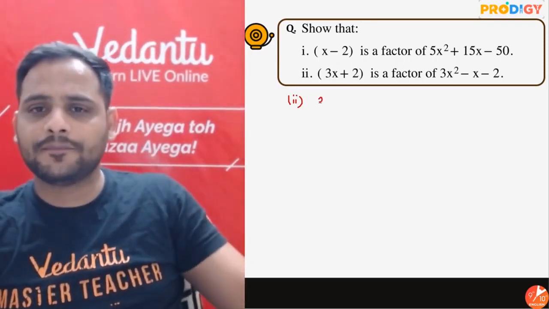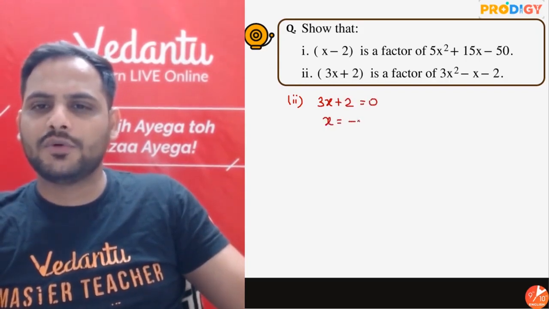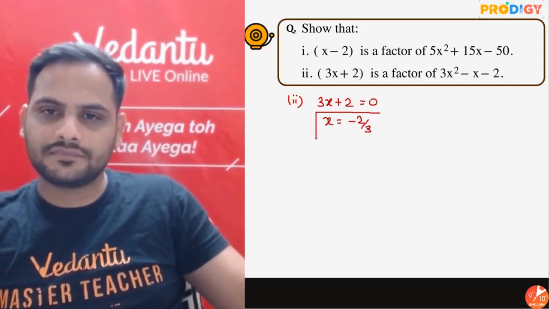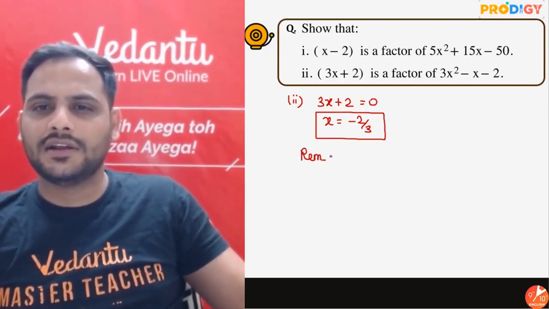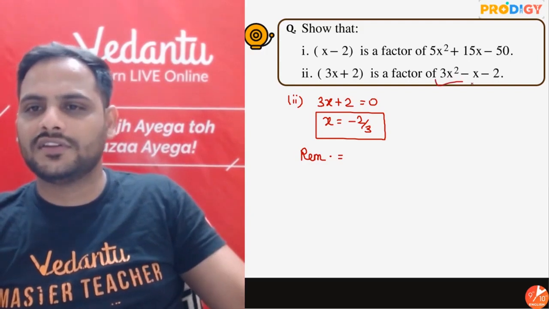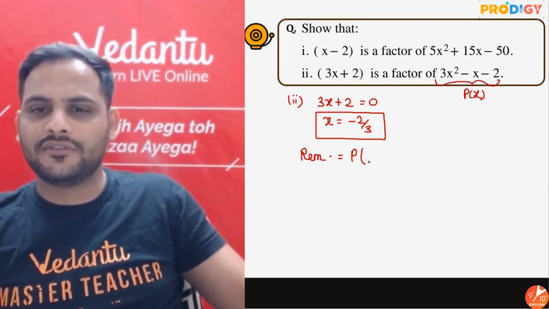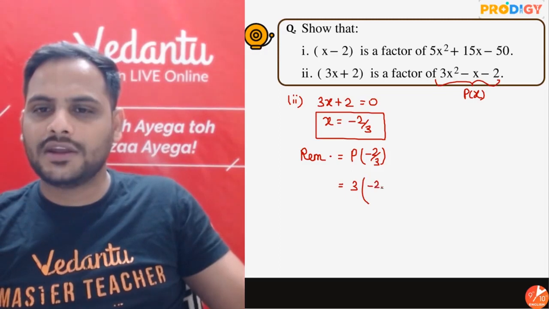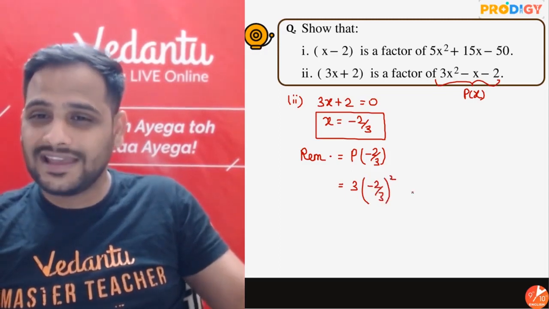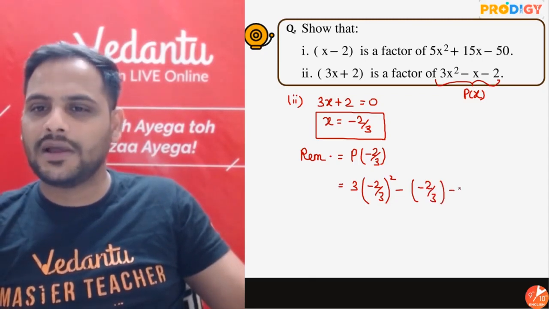So if I do that, 3x plus 2 equal to 0, we get x equal to minus 2 by 3. Alright. And then I can say remainder will be equal to, let's say this is p of x, the value of this p of x at x equal to minus 2 by 3. Right? So let's write 3 into minus 2 by 3 whole square minus of minus 2 by 3 minus 2.